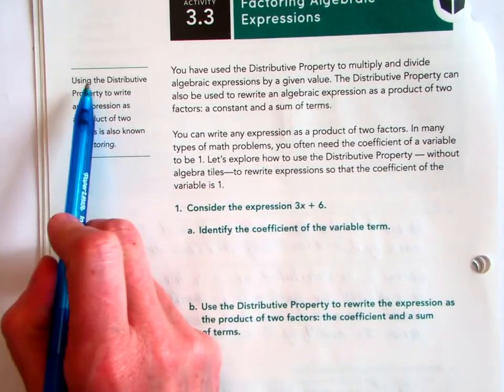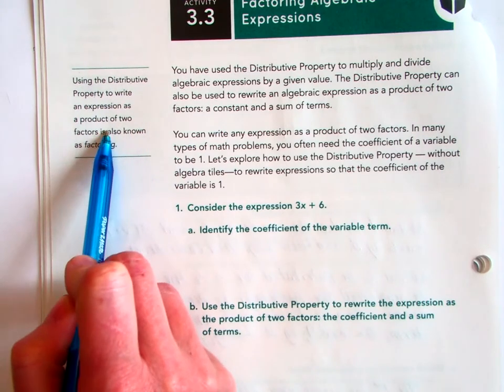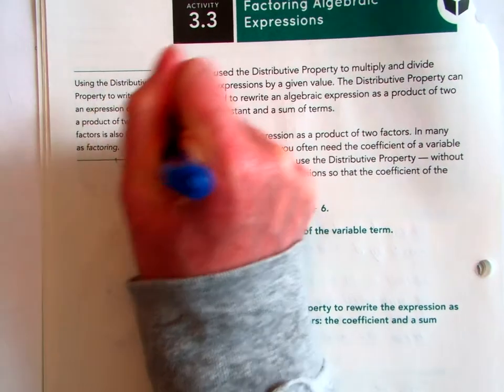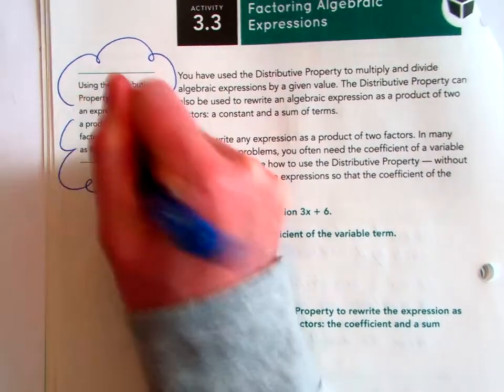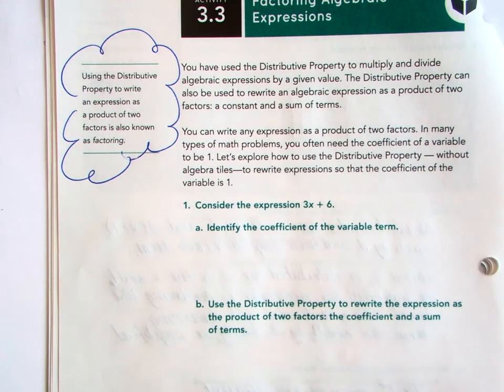Here's something we put in our interactive notebook. Using the distributive property to write the expression as a product of two factors is also known as factoring. In the interactive notebook, I actually showed you with algebra tiles. Now this activity is asking us to do it without.